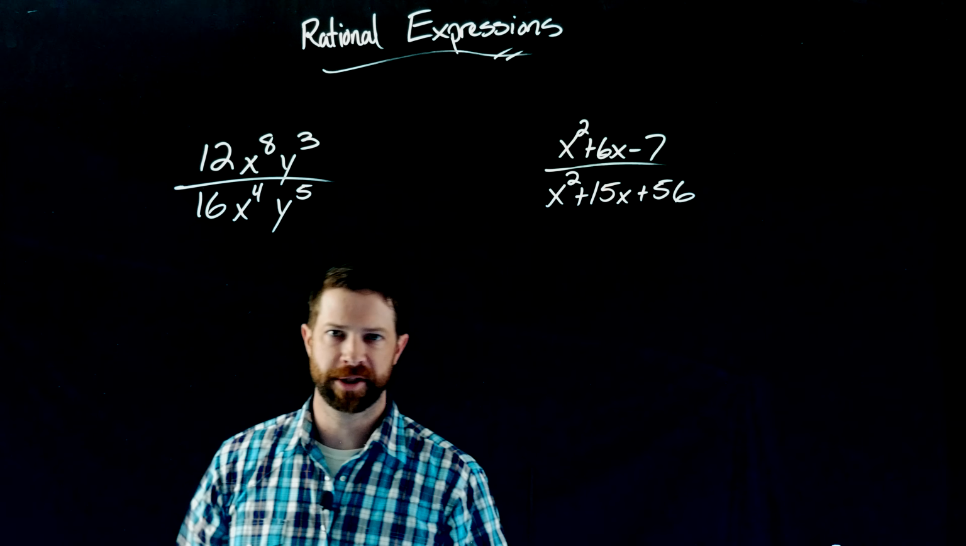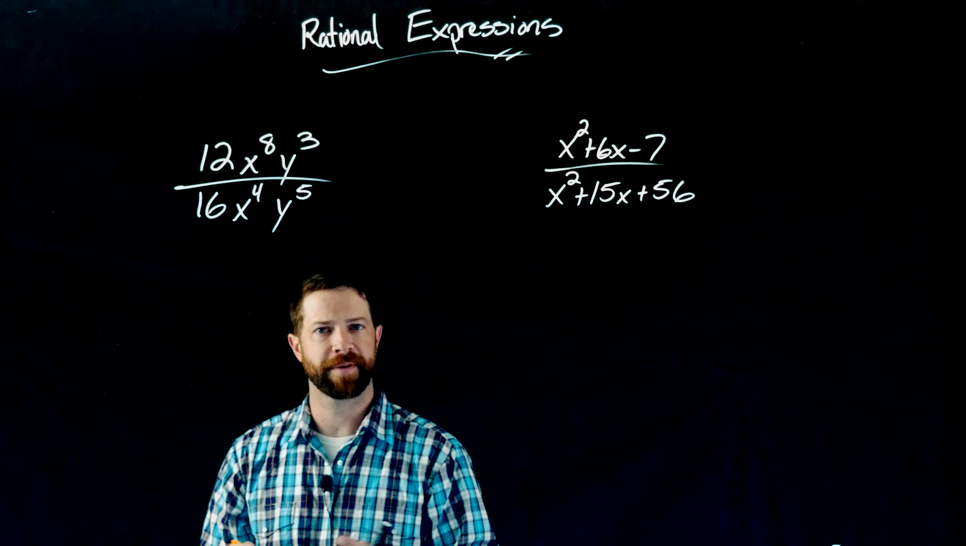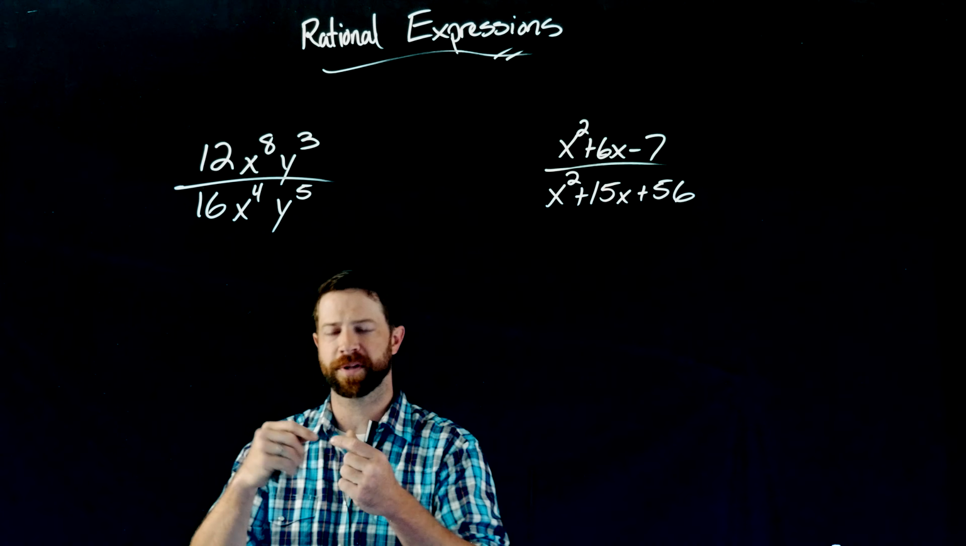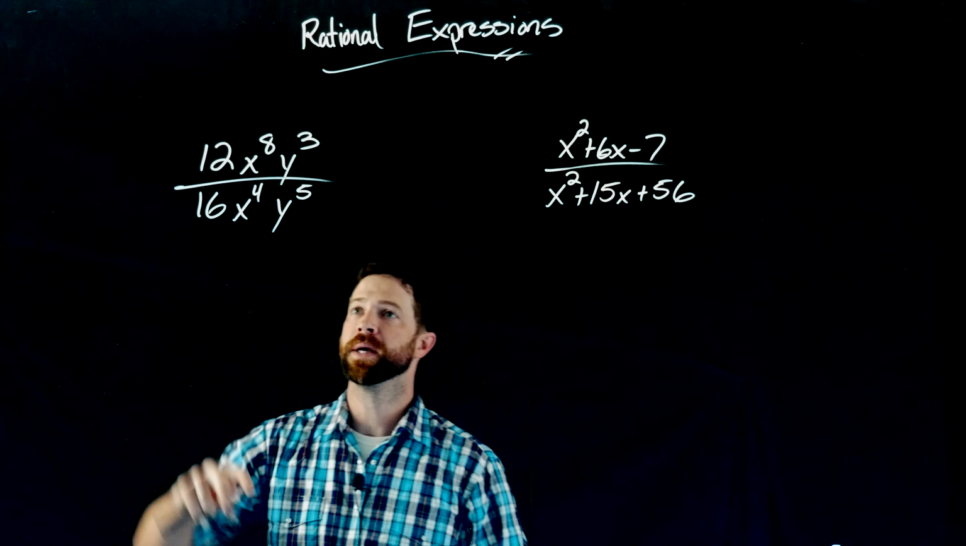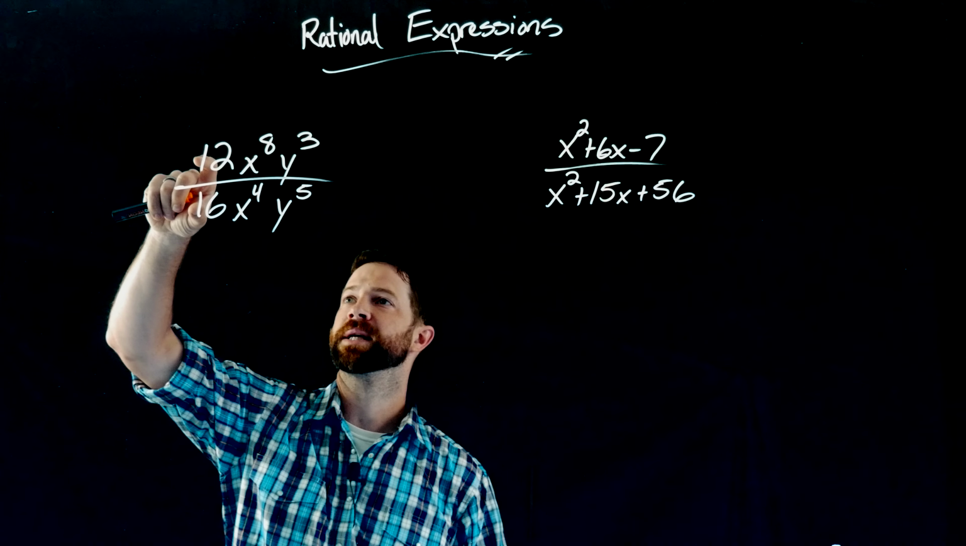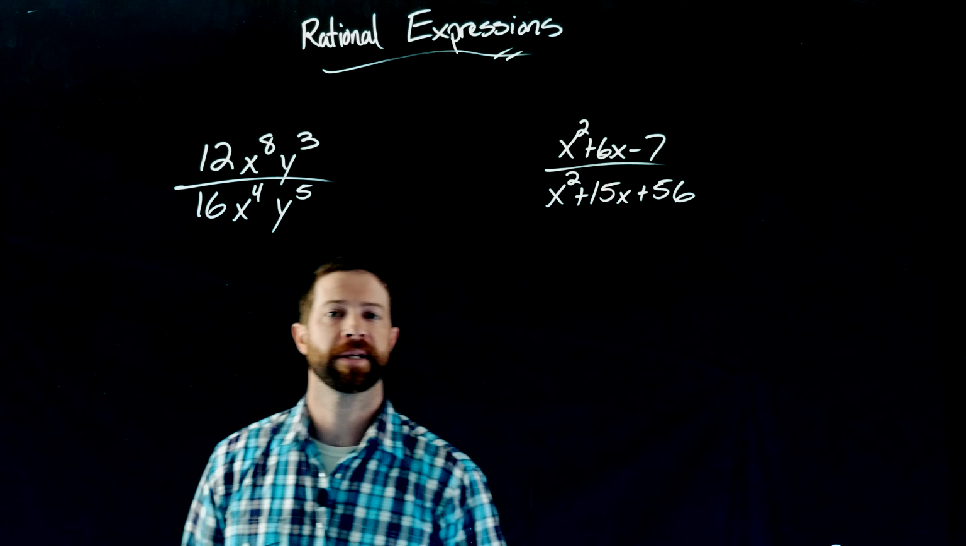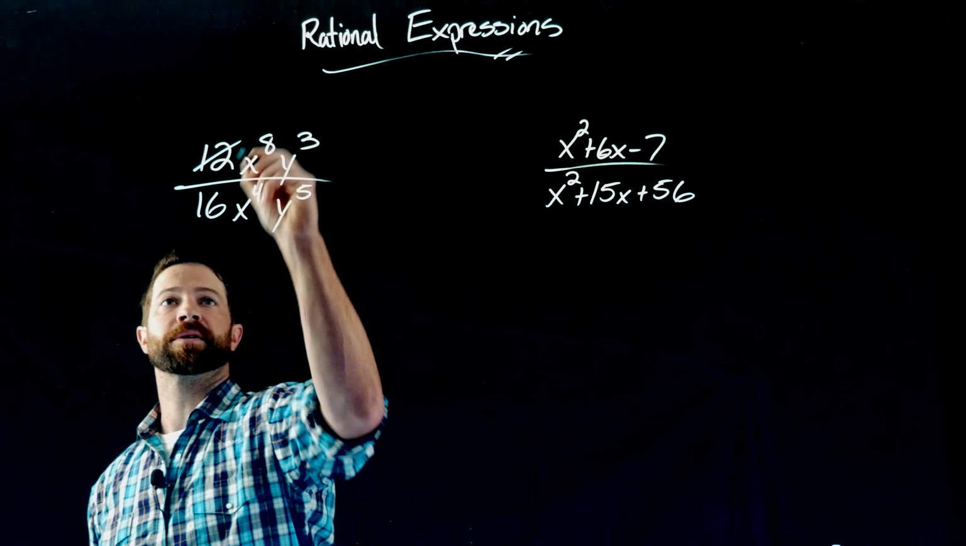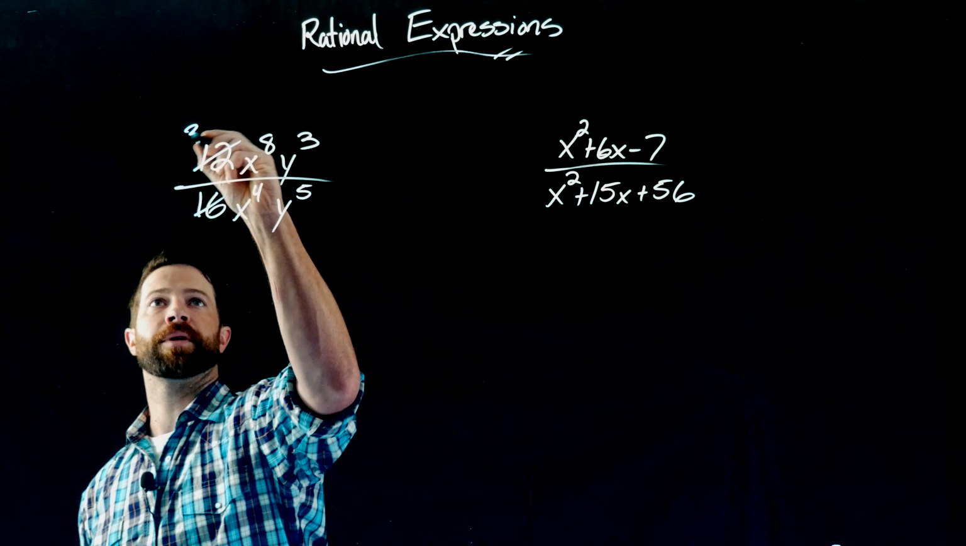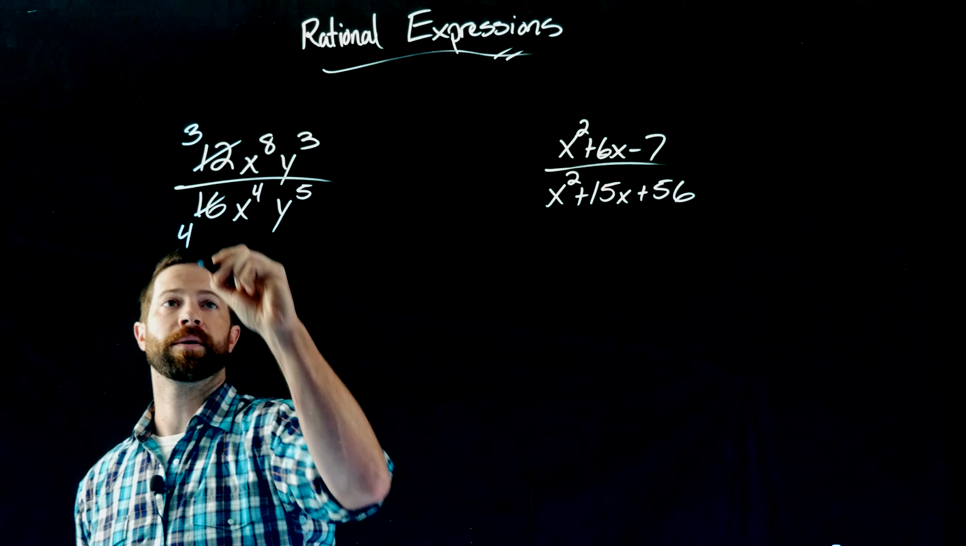It's all about the fundamental principle of fractions. We're just canceling common factors. I won't show all the little details, but I'll show you how I go about doing it. In this expression right here, I'm going to cancel a common factor of 4 between these coefficients. So I cancel a common factor of 4, and I'm left with a 3 here and a 4 down here.